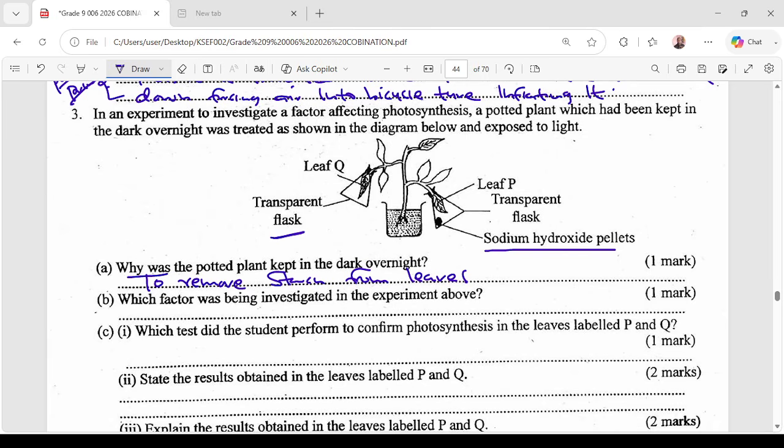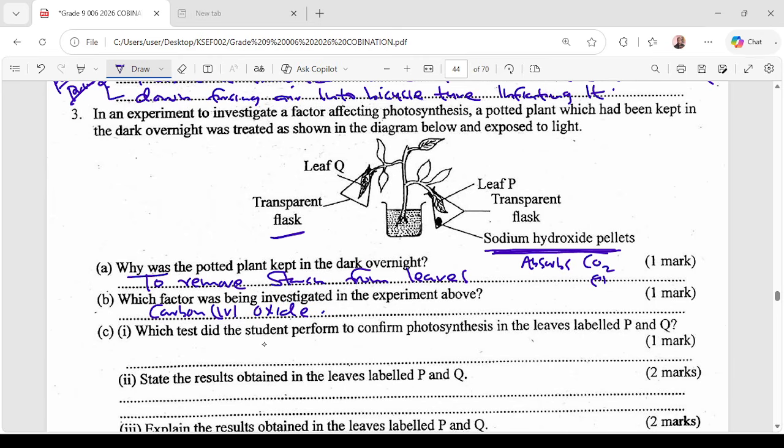Which factor was being investigated in the experiment? It is carbon dioxide. Why am I stating that it is carbon dioxide which was being investigated? You can see that there is sodium hydroxide pellets. Sodium hydroxide absorbs carbon dioxide gas.